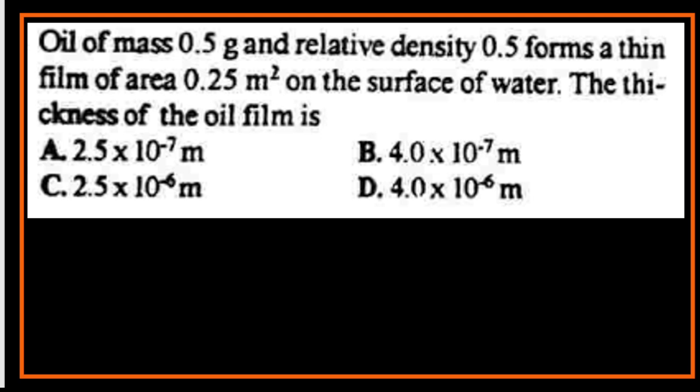Oil of mass 0.5 kg and relative density 0.5 forms a thin film of area 0.25 meter cube on the surface of water. So the thickness of the film is what the question is asking from you. For you to understand this better, let me try and diagnose something.